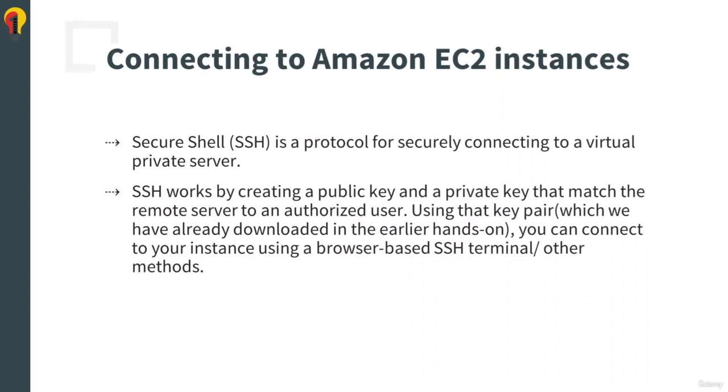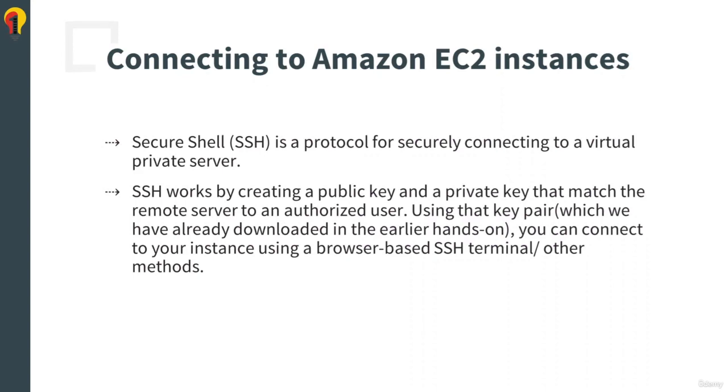Let's now understand how to connect to Amazon EC2 instances. Secure Shell is a protocol for securely connecting to a virtual private server. SSH works by creating a private key that matches the remote server to an authorized user. Using that key pair, the .pem file which we have already downloaded in the earlier hands-on, you can connect to your instance using a browser-based SSH terminal.